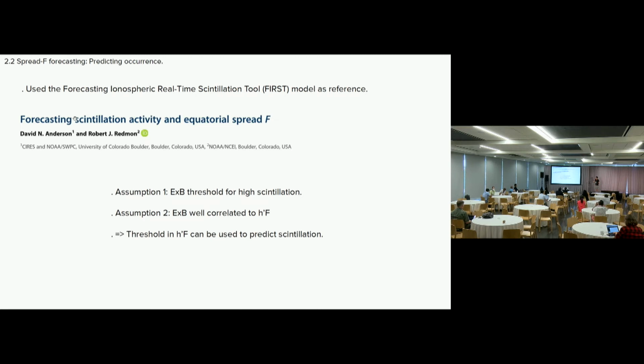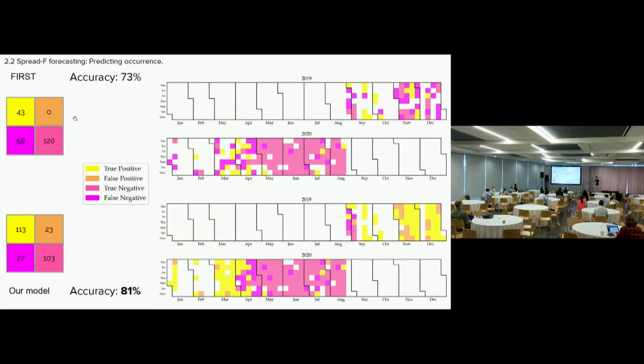So we use this model, but now we use it when the occurrence data is defined by Julia and not by an ionosonde. So we got these results. This is the map of this confusion matrix, and this is what we call the confusion calendar. And the accuracy that we got with the first model is 73%, which is pretty good. And our model got an accuracy of 81%. And yes, this is true positive, this is true negative, and so on.